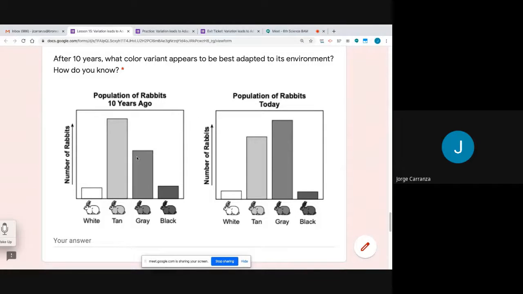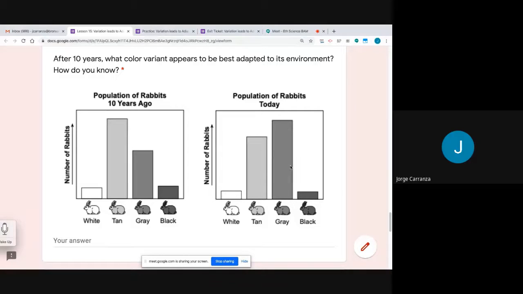So most of them, the biggest percentage of them, were tan, and then it changed to most of them being gray color. So once again, the population, the number of animals, doesn't change that much. The thing that changed is the distribution. How much are there from one characteristic versus the other? All right, so let me say it again. The population, the number of animals, doesn't change that much. The thing that changed is how much of each characteristic there is.